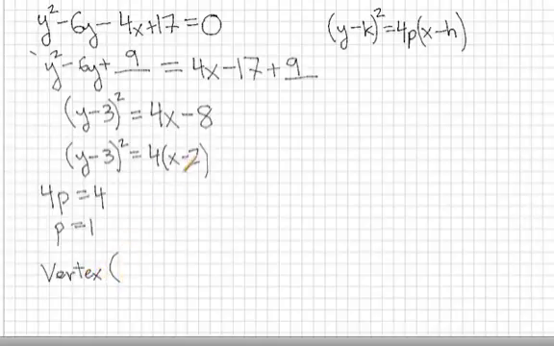Our vertex is going to be 2. This is the opposite of the x value here. And then y is going to be the opposite of the y value there. So it's going to be 2, 3. Okay. So now we got to find our focus.